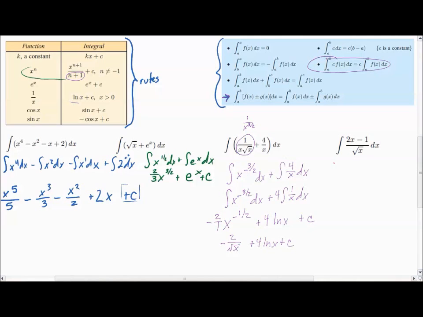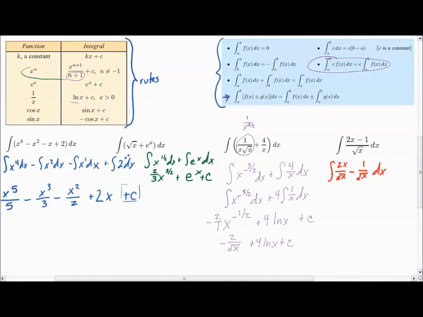So what we're going to do is we're going to rewrite it as the integral of 2x over the square root of x minus 1 over the square root of x, and then the dx at the end. So I haven't actually used any integral rules yet. All I've done is separated this so that it's two different fractions.